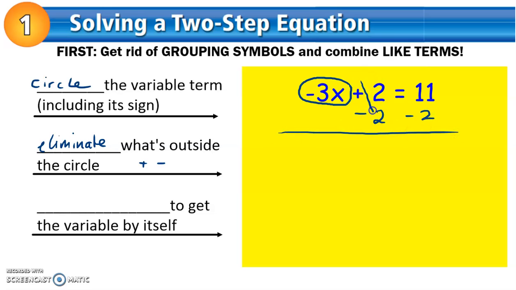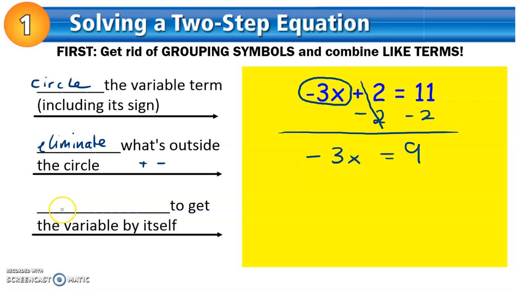We're going to cancel this out. Now in your work, I want you to show the operation that you're doing right underneath it. We are subtracting 2, because if you do it in your head, you might forget what you're doing. We're left with -3x is equal to 9.